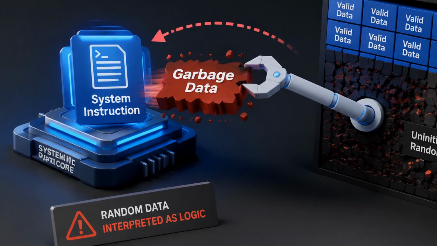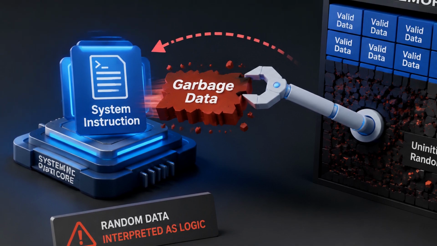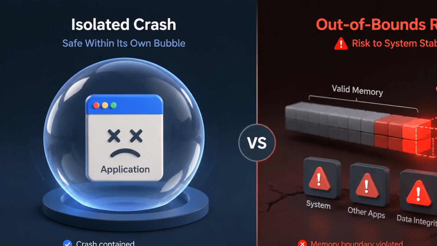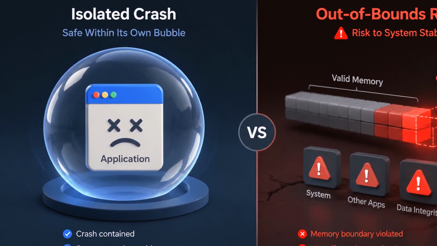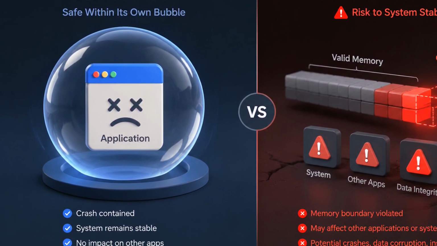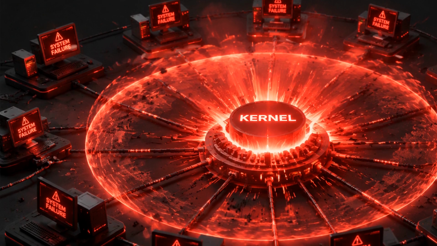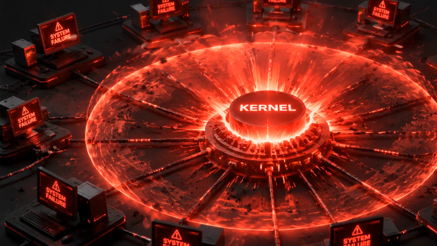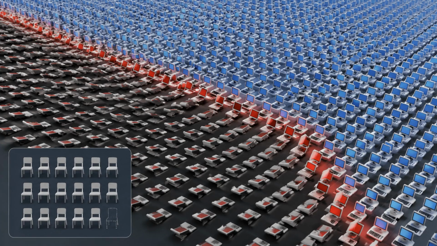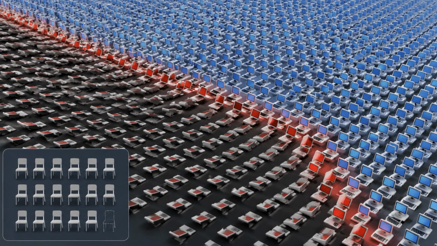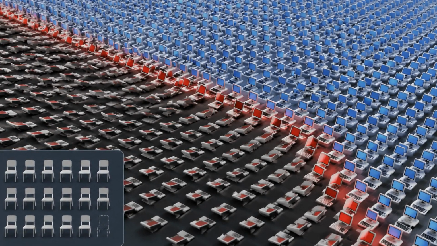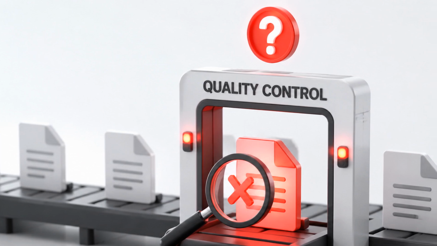It grabbed whatever random data happened to be sitting in that memory location and attempted to treat that garbage as a legitimate system instruction. Engineers call this an out-of-bounds read, a common programming mistake that usually results in a simple crash for a standard isolated application. But because this occurred within the kernel, the mistake did not just close a single program, it detonated the entire operating system on every machine. 20 chairs, one simple order to sit in the 21st, and 8.5 million computers hit the floor in a matter of minutes.